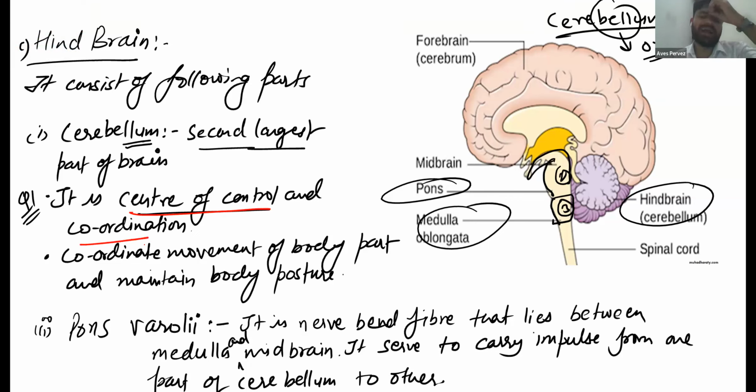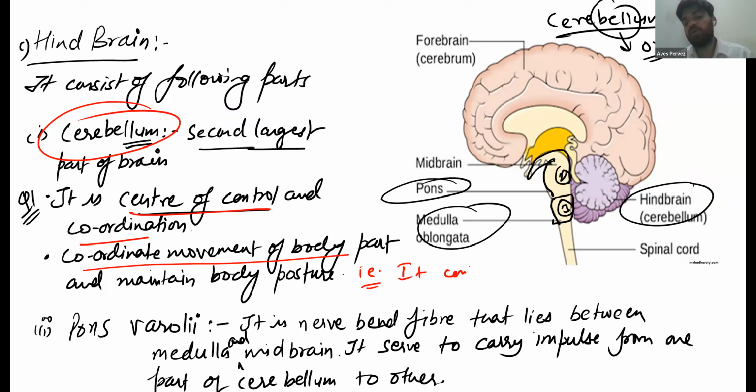If it is being asked which part of the brain is the center for control and coordination, that is cerebellum. Cerebellum is that part of the brain which controls or helps in control and coordination. It helps in movement of body parts and maintains body posture, i.e., it controls voluntary action. Got it?